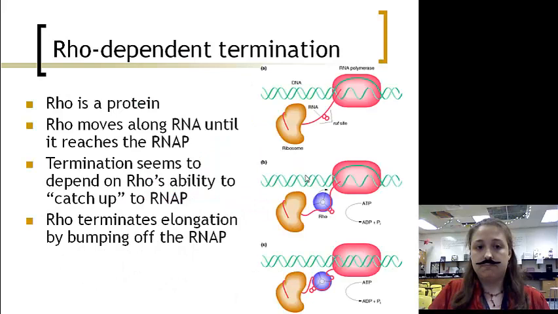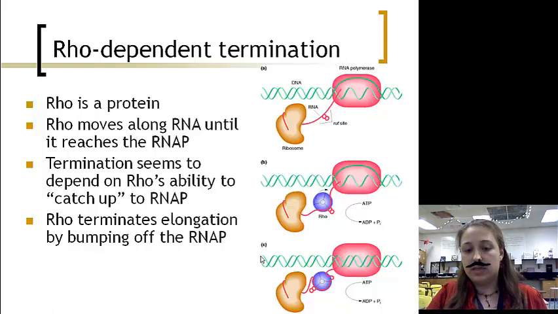Rho-dependent termination uses a protein. It's called rho protein. The rho binds to the mRNA, and it moves along the mRNA until it reaches the RNA polymerase. Termination seems to depend on the ability of the rho to catch up to it. So once the rho moves up the mRNA and hits our RNA polymerase, it bumps it off, ending elongation.